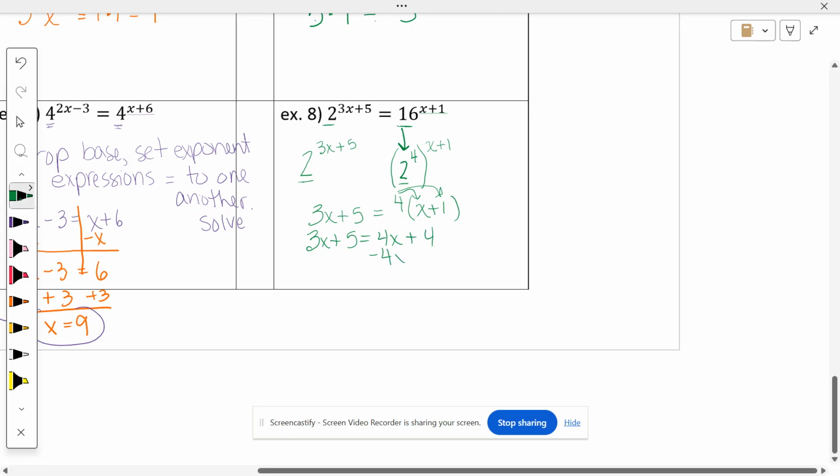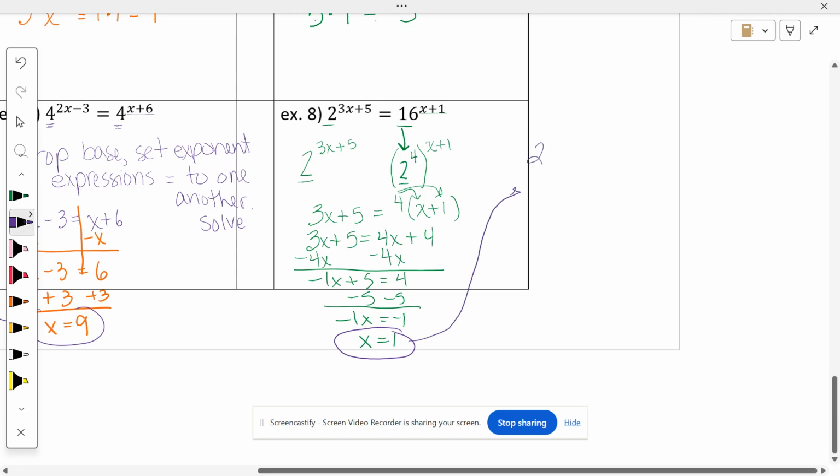I'm going to subtract 4x from both sides. Negative 1x plus 5 equals 4. Subtract 5 from both sides. Negative 1x equals negative 1. That means that x equals positive 1. Again, I'm going to check it. I'm going to check my solution.